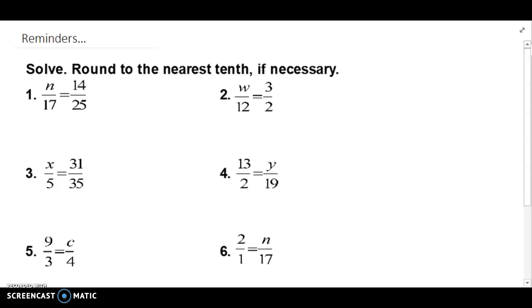All right, guys, let's start 4-6. This is the last section of this chapter. But before we do that, let's just review a little bit on how to simplify fractions that look like this with an equal sign in between.